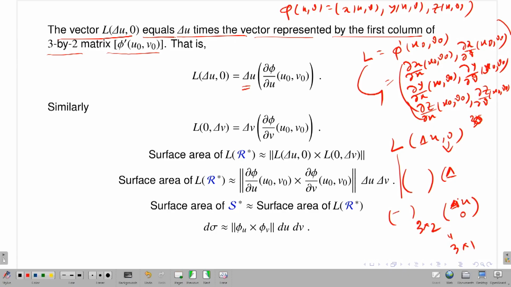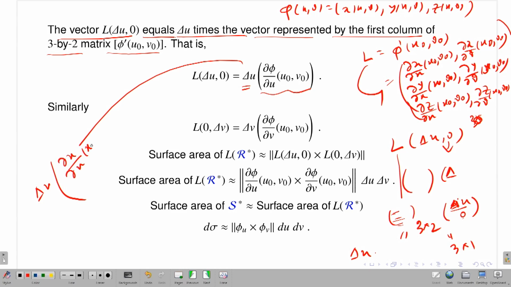Look, if I hit it with the first row, δu gets multiplied; the second row, δu is multiplied; the third row, δu is multiplied, because the second component is 0. So it should actually be δu times this component ∂φ/∂u. And what is ∂φ/∂u? It is nothing but ∂x/∂u at (u₀, v₀), ∂y/∂u at (u₀, v₀), and ∂z/∂u at (u₀, v₀), times δu. In other words, you just hit this matrix with (δu, 0).